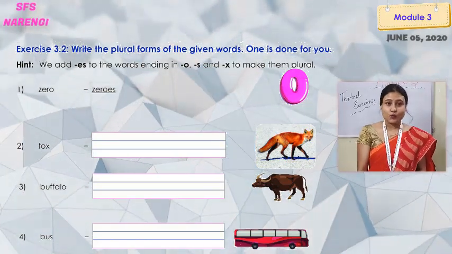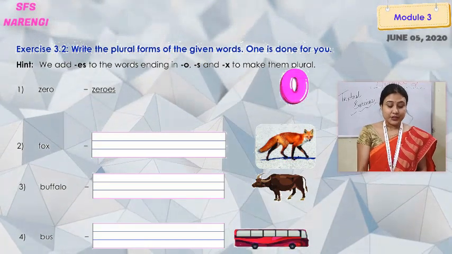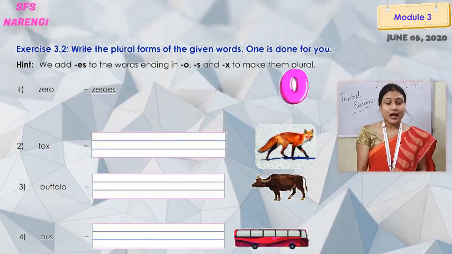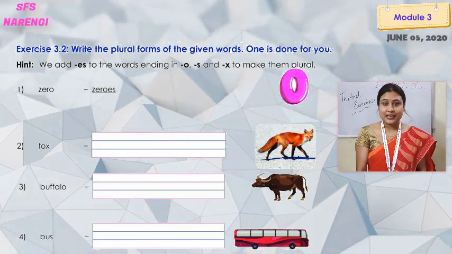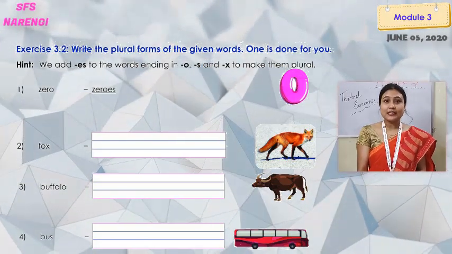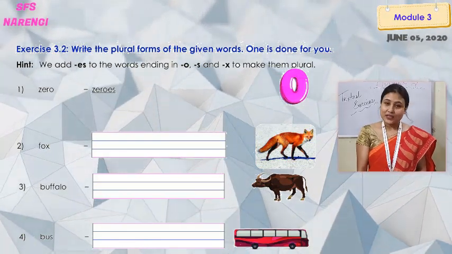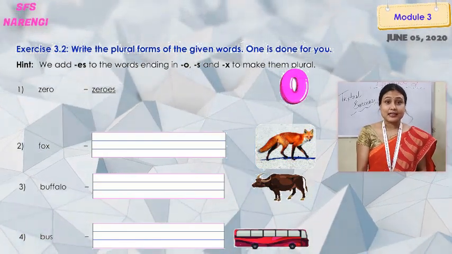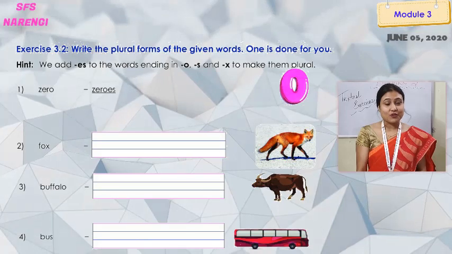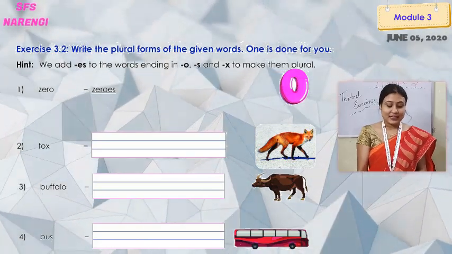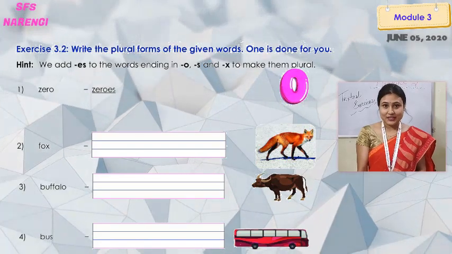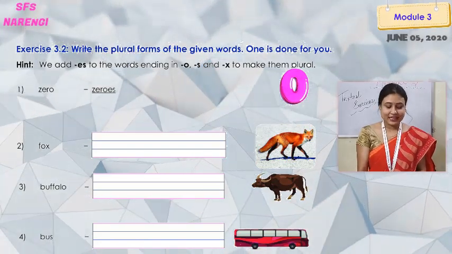Yes, so let's see. One is already done. Zero, Z-E-R-O. What is the plural of zero? Zeros. What have we added here? E-S. Right? As the last letter of the word zero is O, here we have added E-S. Got it? Okay, come to the second one now.